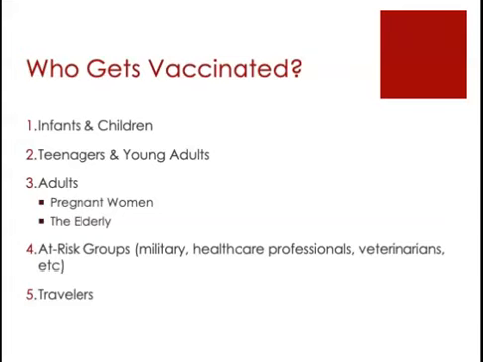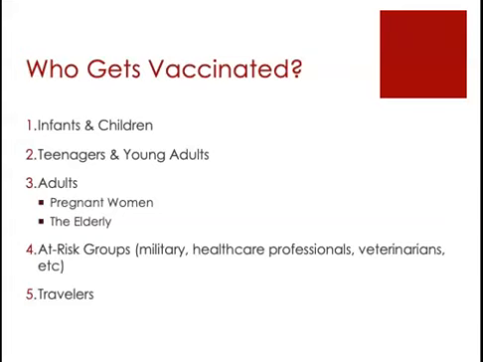Fourth on the list are what we consider at-risk groups. These are really specialized vaccines that we do not give to the general public. For example, there are vaccines that are given to members of the military that you and I will never receive unless we serve. Things like the anthrax vaccine are reserved for military members because those are the people most likely to be exposed to anthrax as a bioweapon.